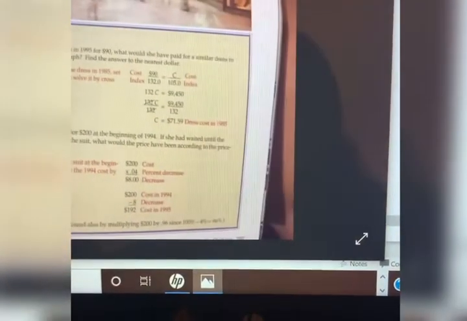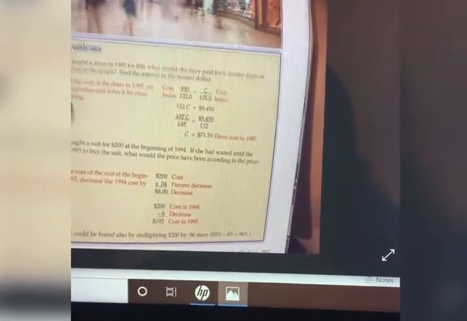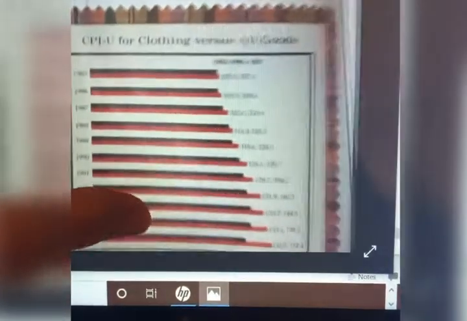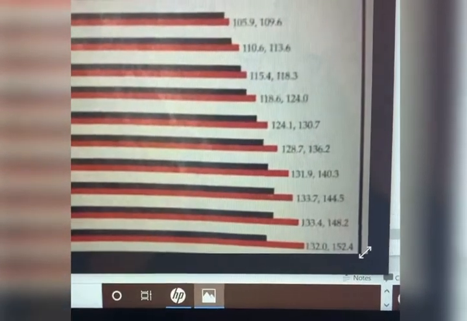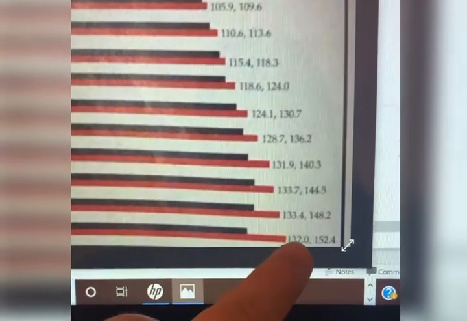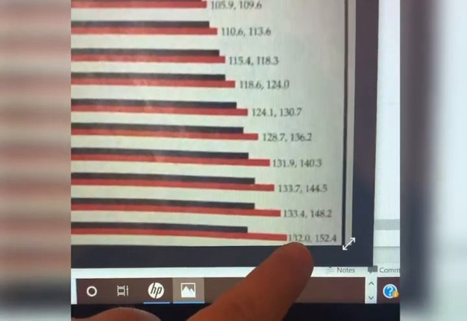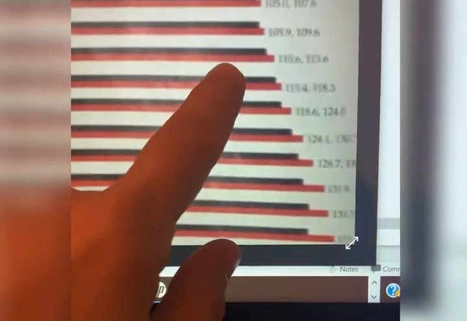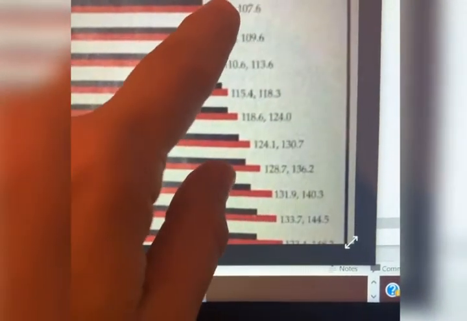You'll see that on the graph on the page before. Let me see if I can find it here so that I can show it to you. Right here. Okay, 1995 was 132. It's going to be the one on the left-hand side. And then 1985 was 105. So that's where you get your ratios. Okay, let me go back. I can't go back. Okay, let me get it back.